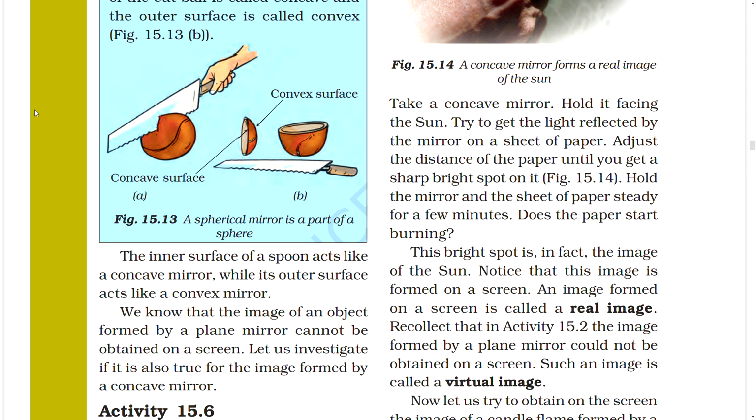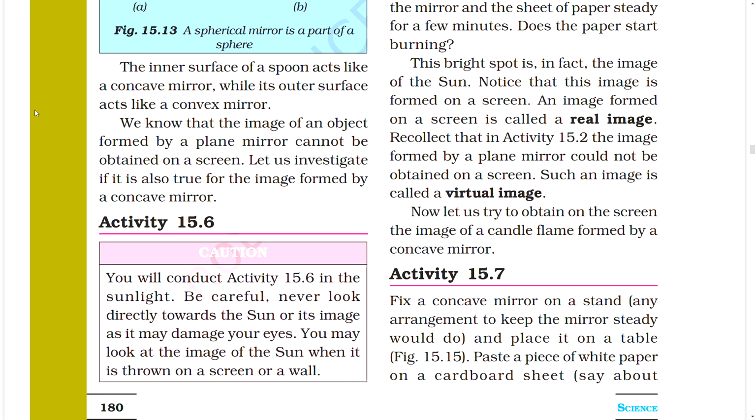Notice that this image is formed on a screen. An image formed on a screen is called a real image. Recollect that in activity 15.2, the image formed by a plane mirror could not be obtained on a screen. Such an image is called a virtual image. Now let us try to obtain on the screen the image of a candle flame formed by a concave mirror.